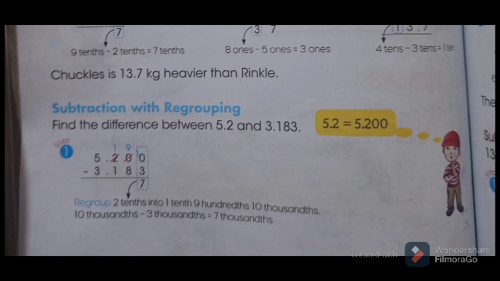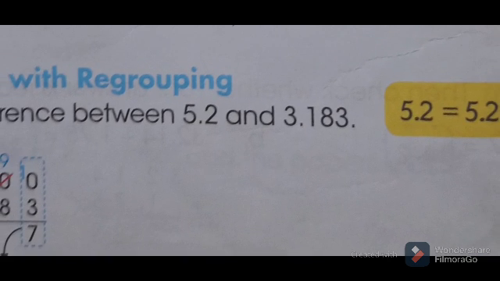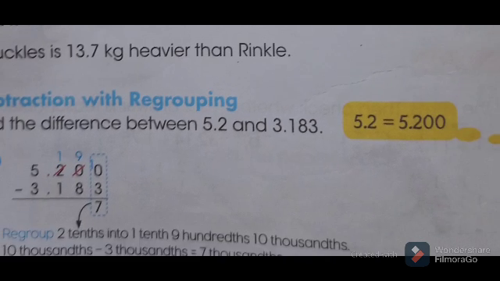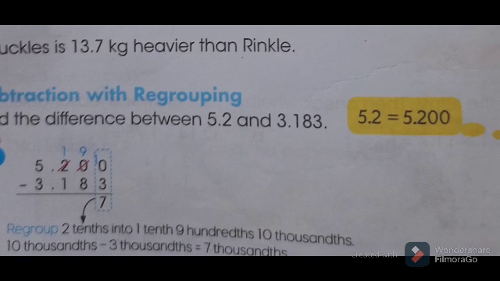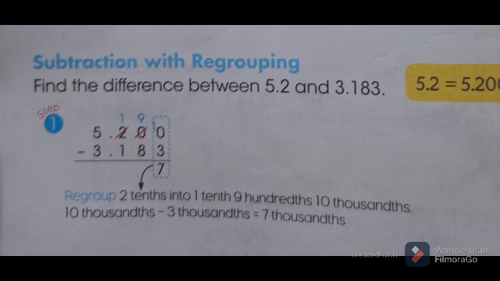Subtraction with regrouping. Find the difference between 5.2 and 3.183. As you can see, there is only one digit after the decimal point, but the second number has 3 digits after the decimal point. So what do we have to do? We will write zeros because the same number of digits should be in both numbers. 5.2 is equal to 5.200. 5.200 minus 3.183.